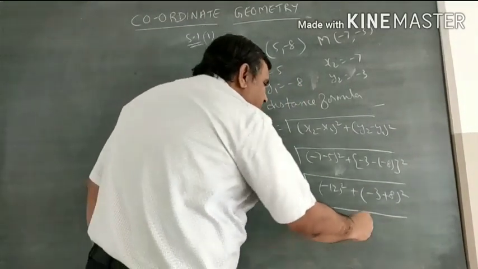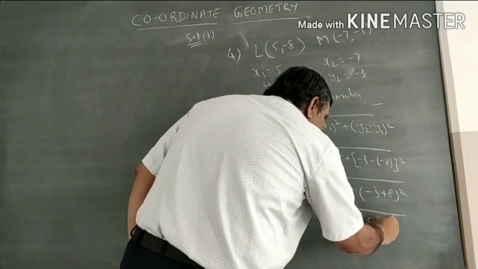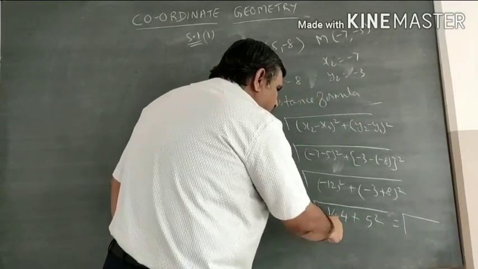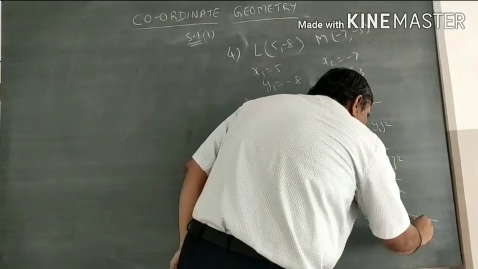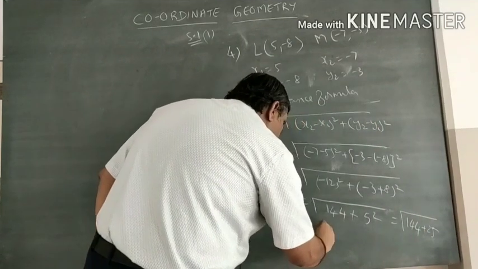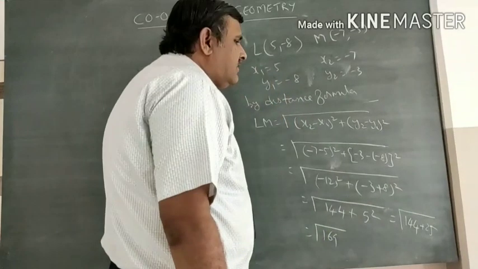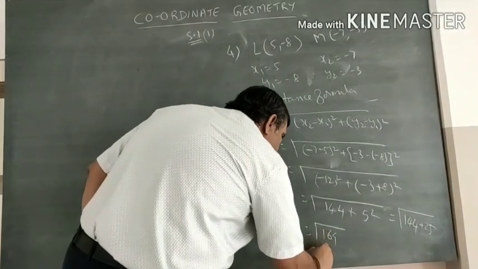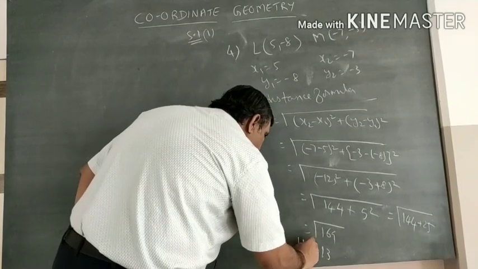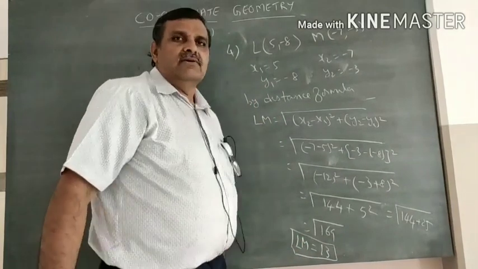8 minus 3 is what? 5. So here I shall write down plus 5 square. It is equal to under root 144 plus 25. It is equal to under root 169. What is square root of 169? We get LM is equal to 13.